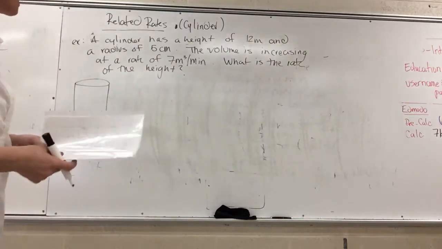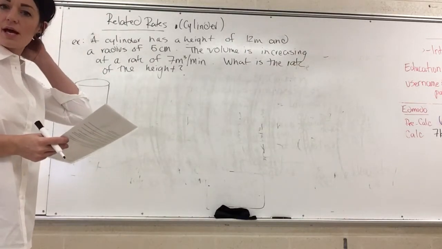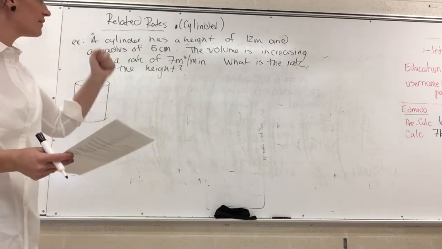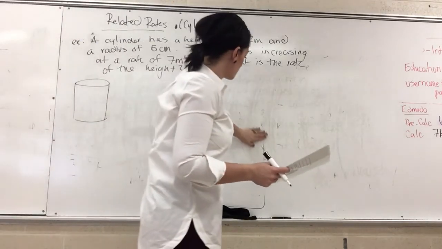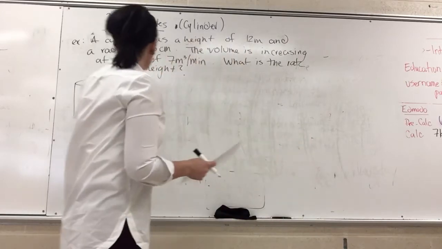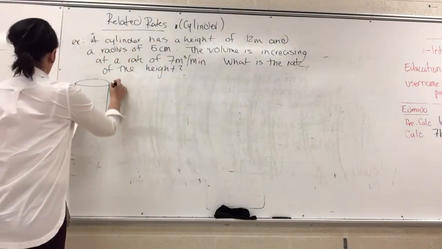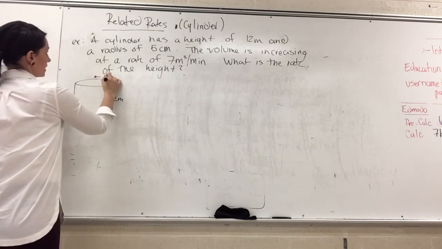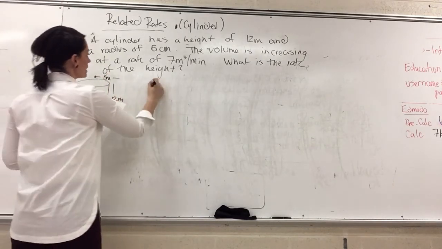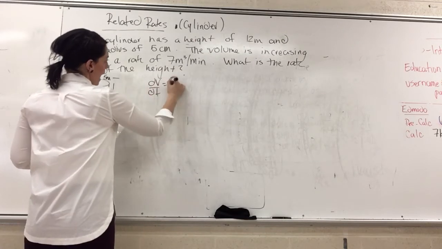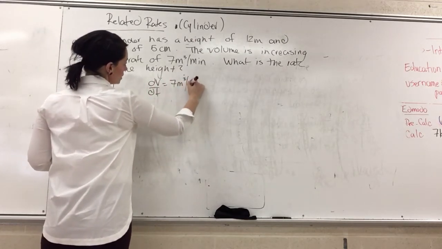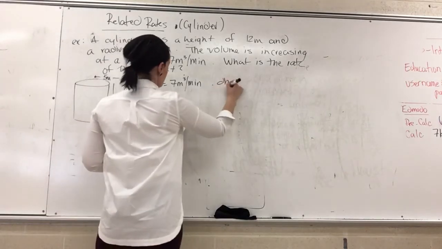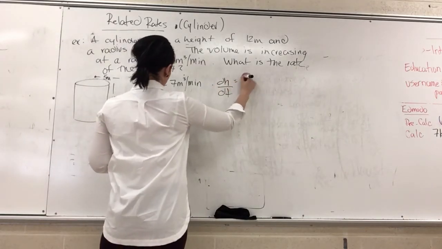Okay, next application question is a cylinder, and it's good if you watch the cylinder and the cone video kind of in one, because hopefully it'll clear up some common mistakes for you. So reading this question, a cylinder has a height of 12 meters and it has a radius of 5 meters. The volume is increasing, so dV/dt, at a rate of 7 meters cubed per minute. At what rate is the height changing? So I'm looking for dH/dt, okay?